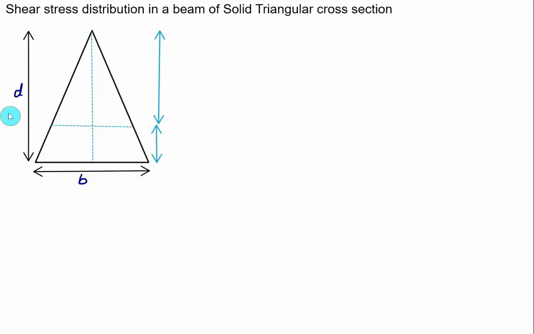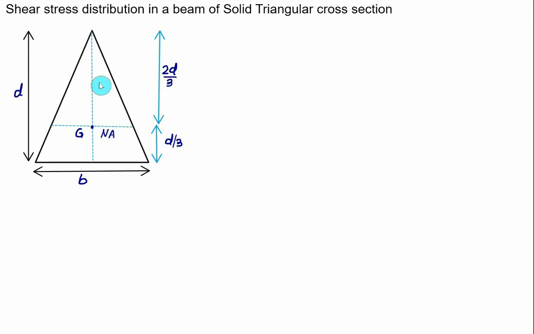So consider here we have a solid triangular cross section of width equal to b, depth equal to d. Because of symmetry here, we can locate the centroid. Centroid will be at a distance equal to d by 3 from the base, and from the apex the centroid is at a distance equal to 2d by 3. This axis is the same as the neutral axis here.